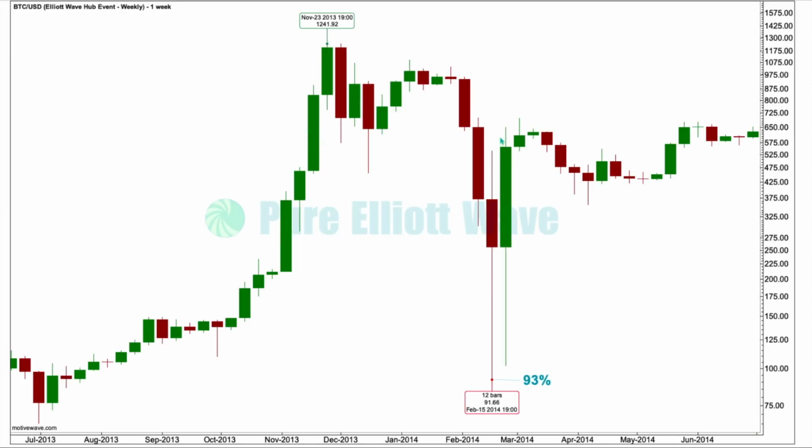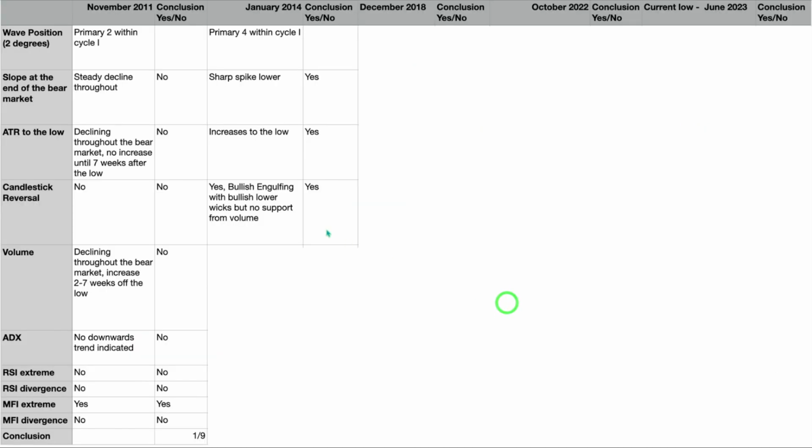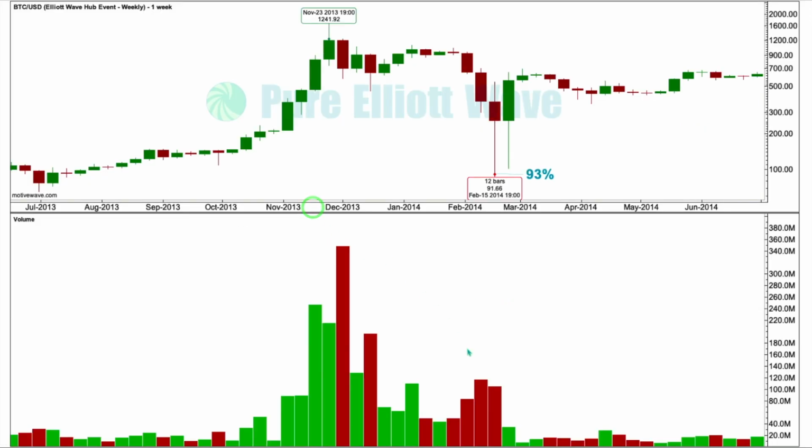Candlestick reversal pattern. Yes, a massive bullish engulfing candlestick pattern, with 2 really strong bullish long lower wicks. If you've been a member here for a while, you'll know I like to pay attention to candlestick wicks, and we've got 2 big bullish wicks here. That's really bullish. So yes, that condition is met. What about volume?